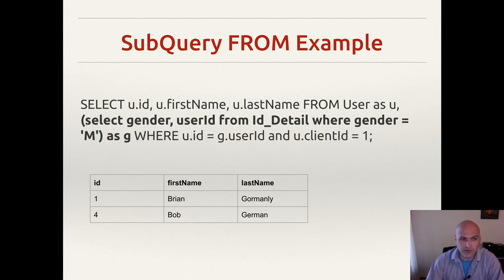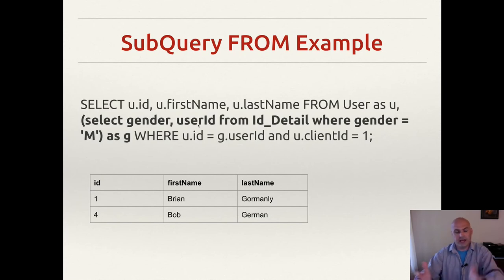So in our subselect here, we have a select gender, user ID from ID detail. It's going to start by grabbing ID detail. It's then going to select where gender equals just male. So it's only going to return the rows Brian and Bob. And it's going to return gender and user ID as the projection from that. And now that's what I'm going to have there.